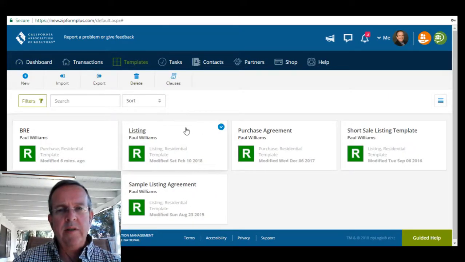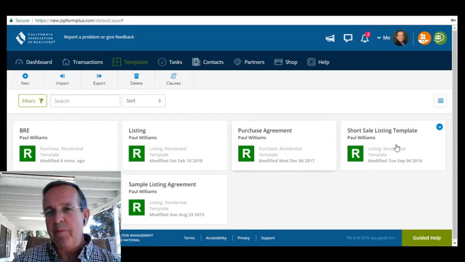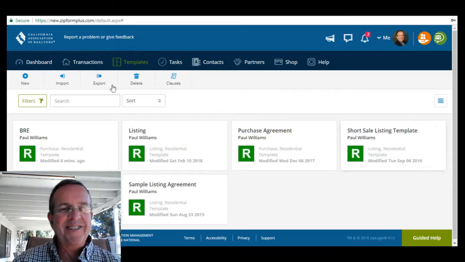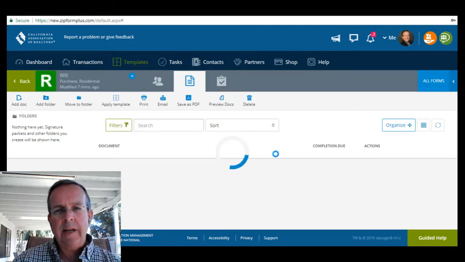And it's going to load up, and you're going to see that I have all these different templates already in place. This makes life so much easier. Here's one we don't hardly ever use anymore, a short sale listing template. But today we're going to be covering the BRE, the Buyer Representation Agreement Exclusive. And we'll get that to open up.